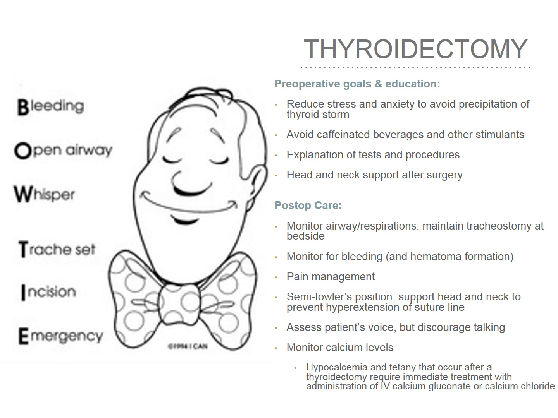If the patient's airway were to become occluded due to edema or something along those lines, the physician would have to emergently place a tracheostomy at the bedside. Monitor for bleeding, because why? The thyroid's very vascular, so you want to watch for signs and symptoms of bleeding or hematoma formation.